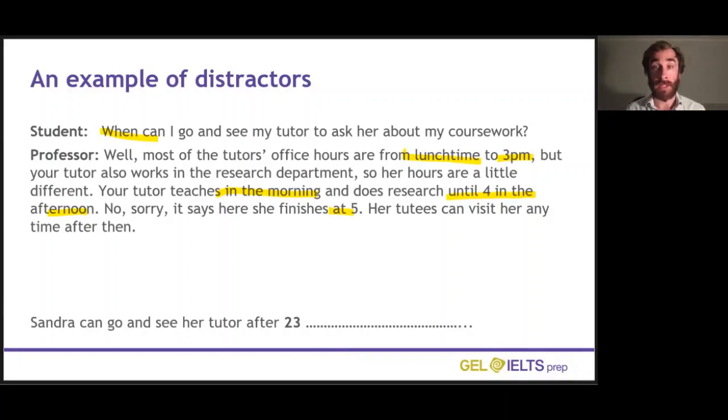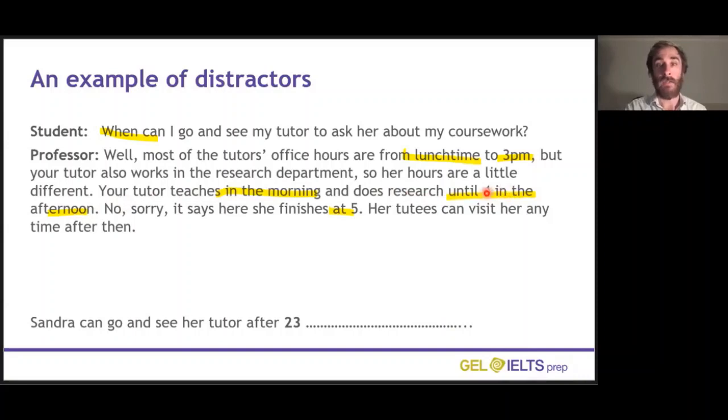The correct answer to question 23 is 5. For our answer, we could write 5. We could write 5 p.m. We could write 5 o'clock. We could not write 5 in the afternoon because that is one number and then 3 words, which doesn't fit with the instructions. Notice that the speaker here corrects himself.